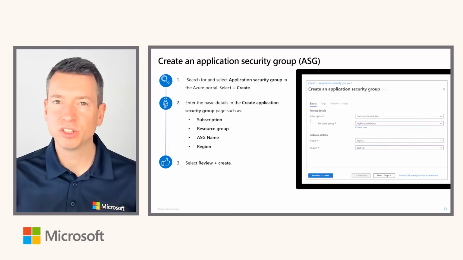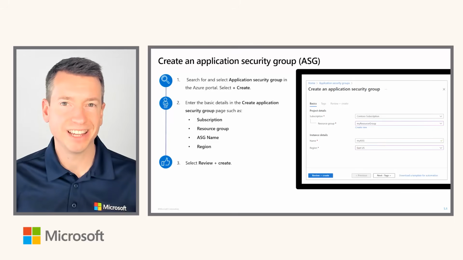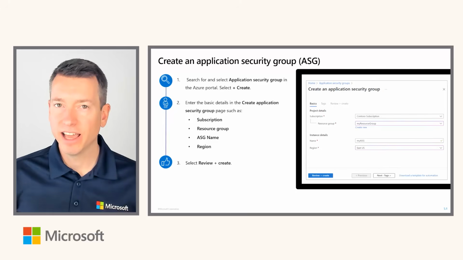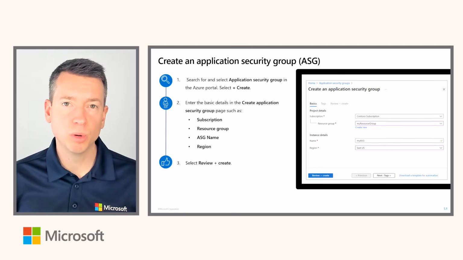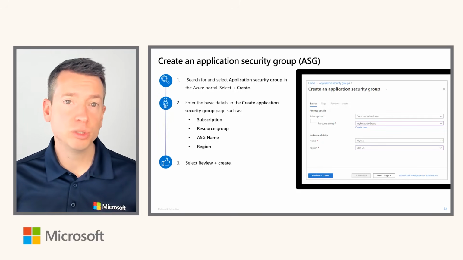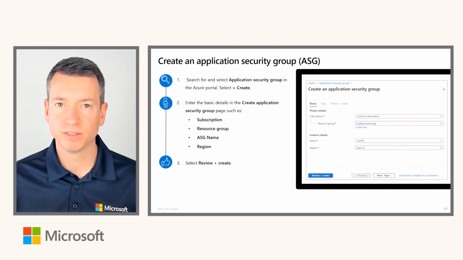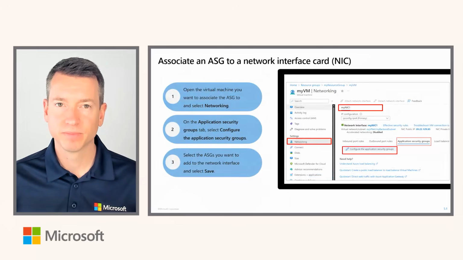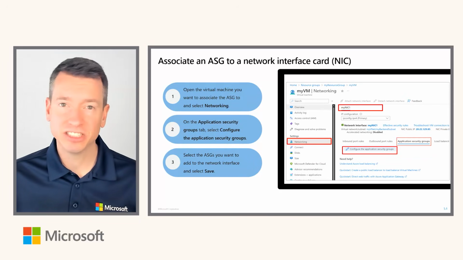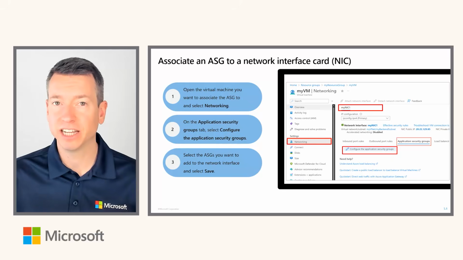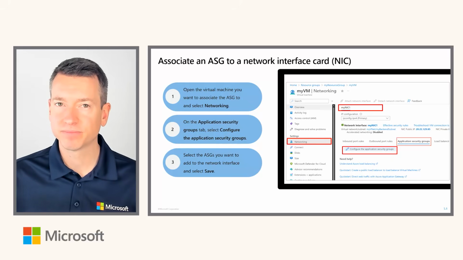Application security groups are labels that you apply to specific NICs in your environment, and they are relevant to the scope of a single VNet, allowing you to group virtual machines and define network security policies based on those groups. You can associate an ASG to a network interface card only if the network interface is attached to a virtual machine.